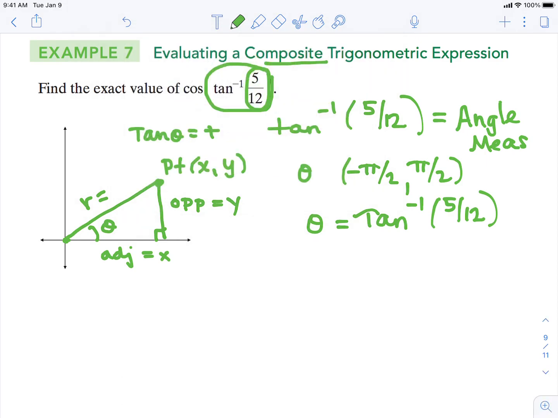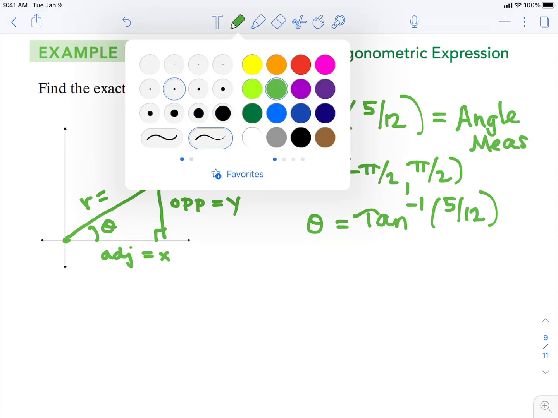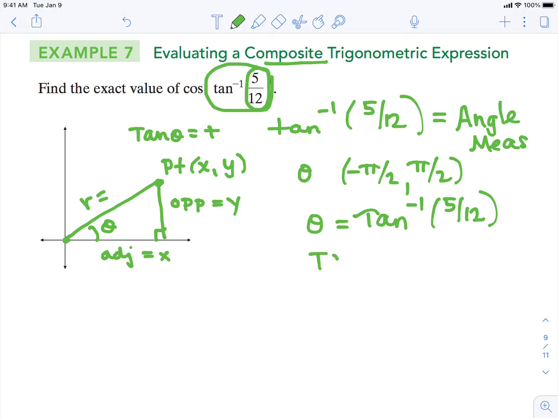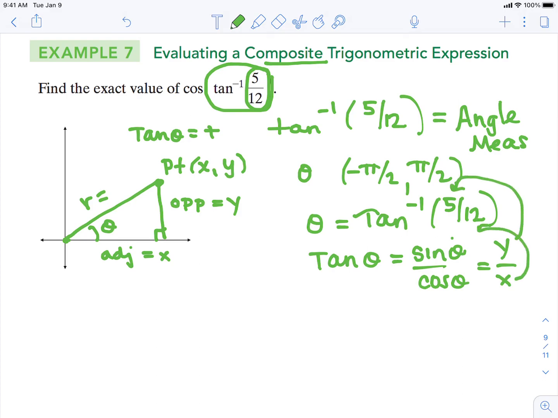So if you remember, the tangent of an angle is the sine value over the cosine value, or the y over the x. So since we have a fraction, that 5 is our y value, and the 12 is our x value. So we're going to go ahead and label that on our right triangle. So this distance is 12, and this distance is 5.